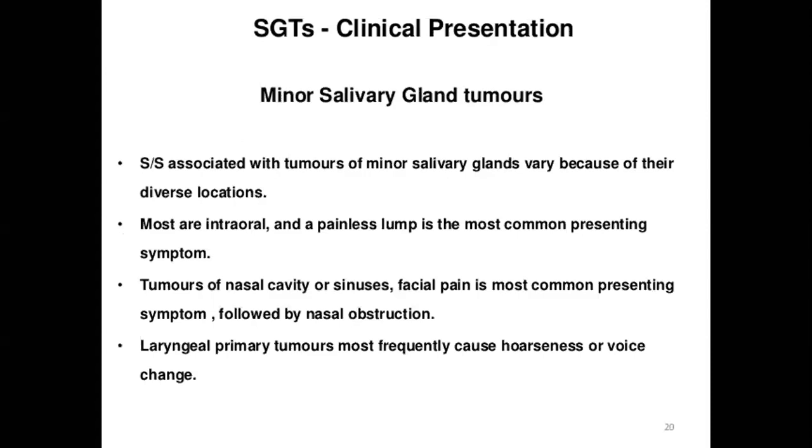Now, the clinical presentations of minor salivary gland tumors. They are associated with minor glands because of their diverse location. Most are intraoral, and a painless lump is the most common presentation. For tumors of the nasal cavity and sinuses, facial pain is the most common presenting symptom, followed by nasal obstruction. Laryngeal primary tumors most frequently cause hoarseness or voice changes when involving the larynx.